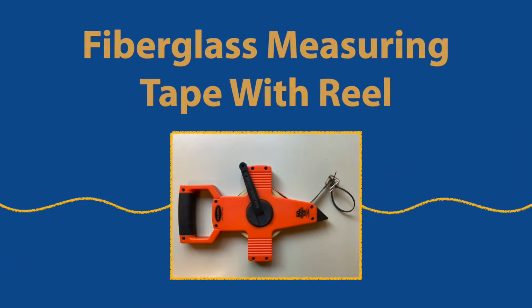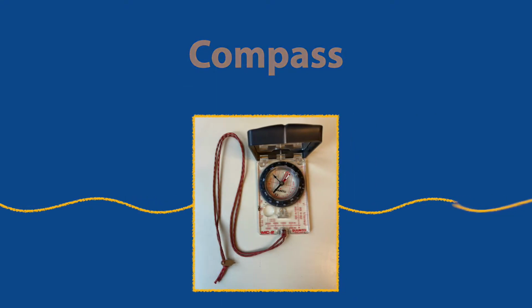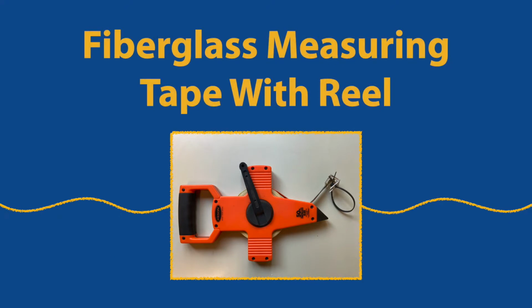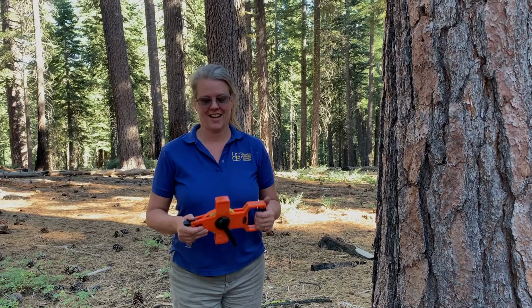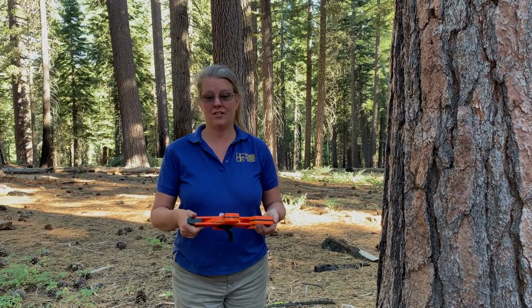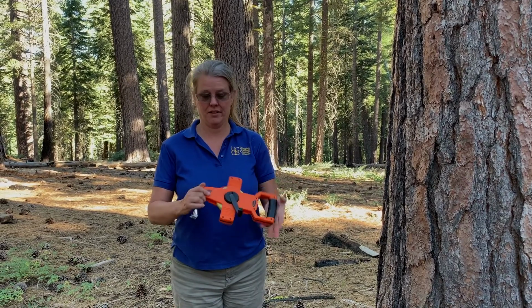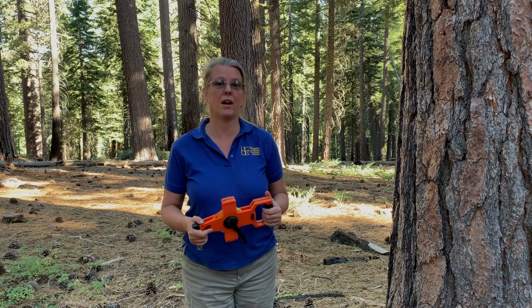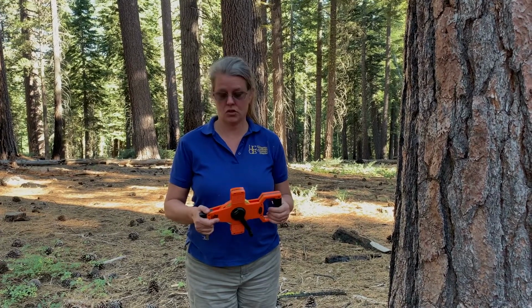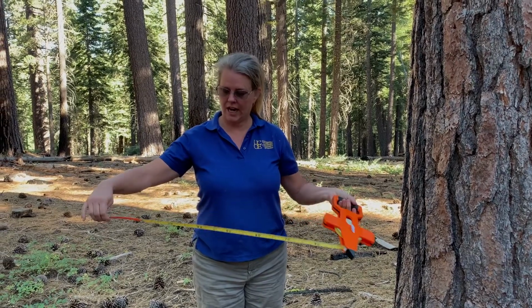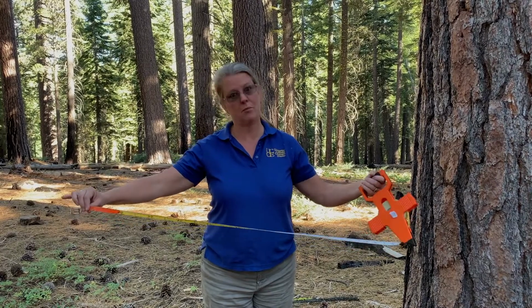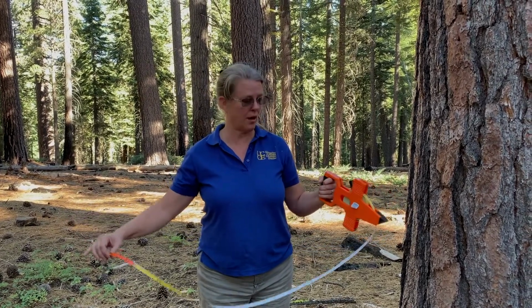A large fiberglass measuring tape with a reel, a compass, and a cruise vest. I'll start with a flexible fiberglass measuring tape, which is useful for laying out plots and measuring their radius. So another important tool to have in your kit is tape. So this is a measuring tape, but it's a little bit different than a regular measuring tape you might use for any kind of construction. The difference is that it has a different scale. So this is in feet and tenths of feet. I have meters on the other, so you can use either according to your applications.